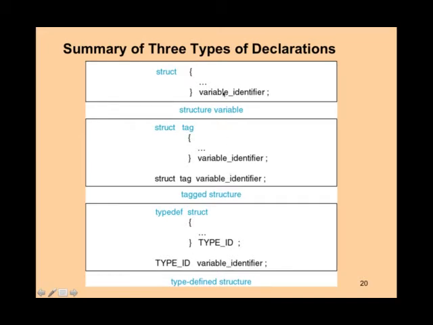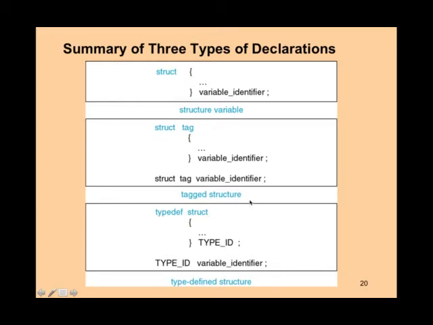Okay, so this is the single struct variable. This is the tagged struct. You're going to need the word struct every time. Or you can do the typedef, where you don't need the tag, the name struct, and you can just use the name like this. Okay? 3 different ways to define.